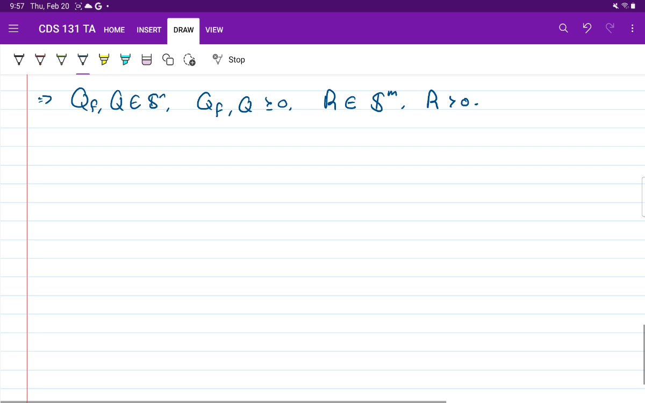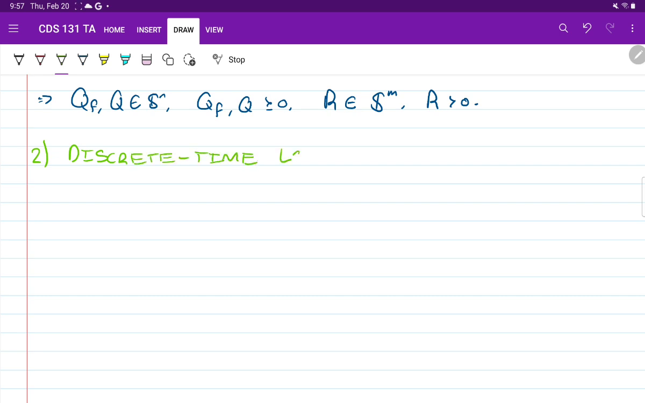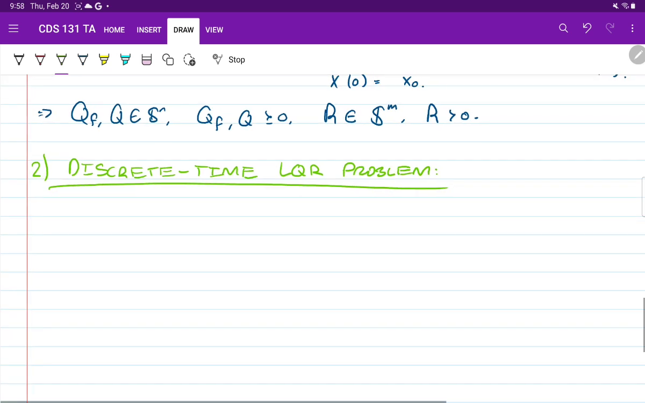So what I want to do now is go through a detailed derivation of the discrete time LQR problem, okay? So we're going to go through the steps of dynamic programming for the discrete time LQR problem. Along the way, I'll provide a basic review of the DP material we covered in the previous lecture, in case you haven't had the chance to watch that, okay? All right, let's get into it.